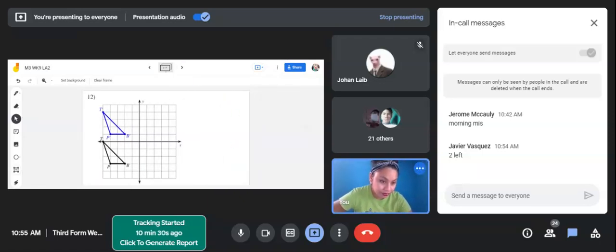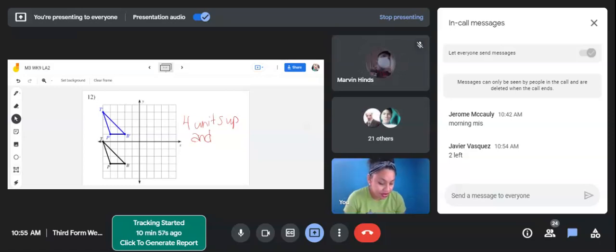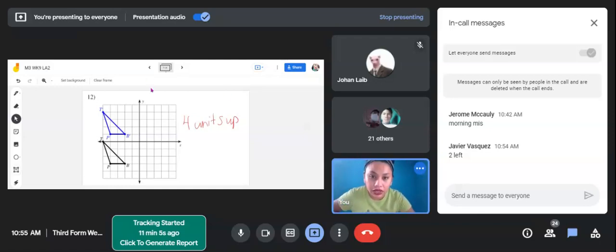In this one, 4 units up. 4 units up. Okay, good. Anything else? Only that, miss. 4 units up. Okay, and then that was the last question, right? Yep, you had six of them.